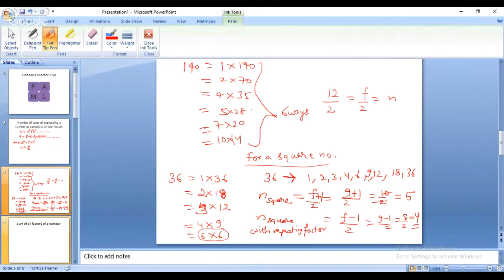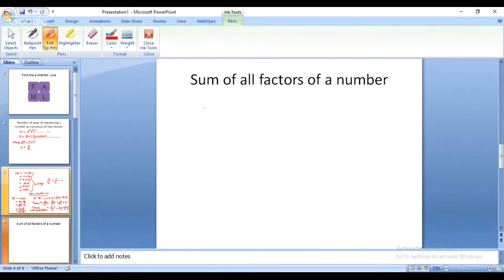I have started from basics. So let's move to another question: sum of all factors of a number. How will we get that? We had written the basic form of a number: a to the power p, b to the power q, and c to the power r, right? Now we will move towards the sum of all the factors of a number.